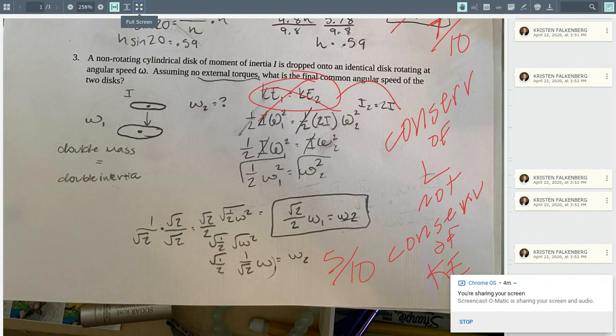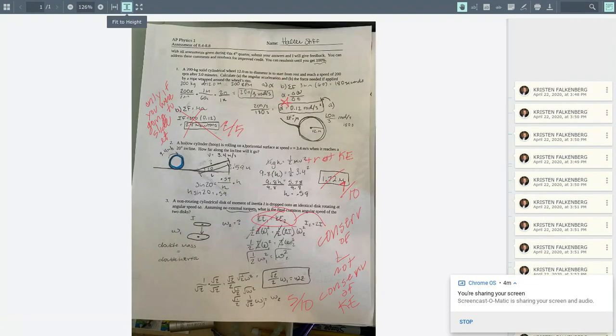So if you wanted to rework and go through that, no problem.